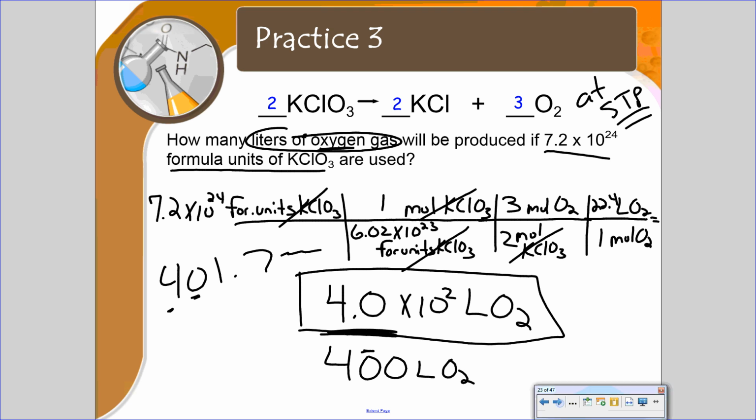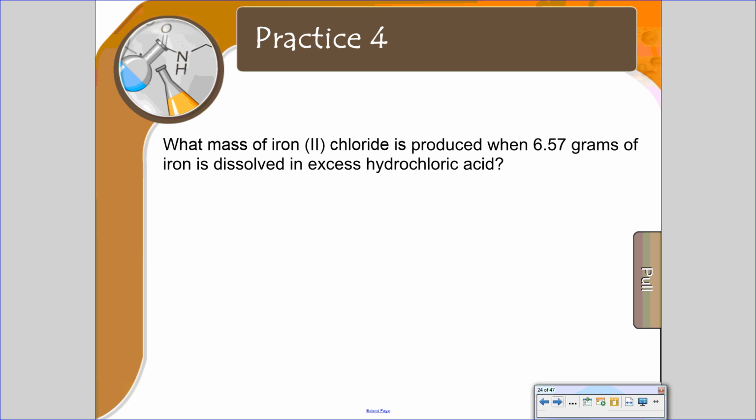All right. So what mass of iron 2 chloride is produced when 6.57 grams of iron is dissolved in excess hydrochloric acid? So we need to write our equation. I don't like the word dissolved here because technically it's not going to be dissolved. It's a chemical reaction. Let's just say iron is put in excess hydrochloric acid. So we know this reaction takes place, but you could look at your activity series to see that iron is more reactive than hydrogen, so it will displace it. This is a single replacement reaction.